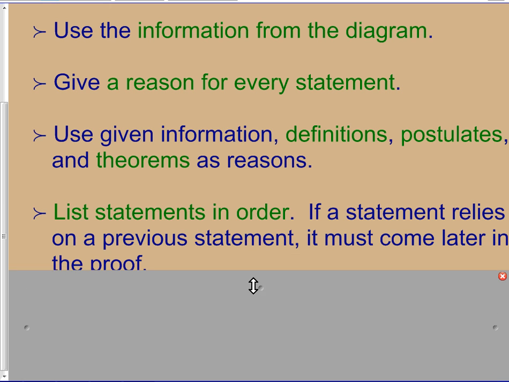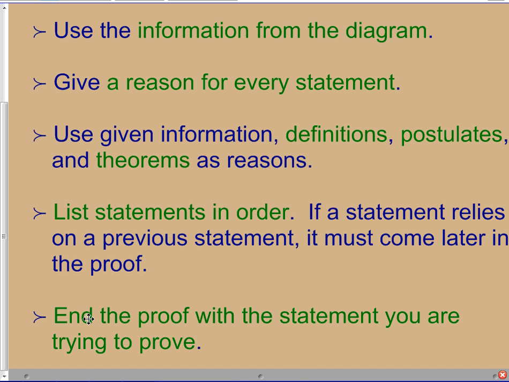The next bullet point on how to write a proof is list the statements in order. This is very important. If a statement relies on a previous statement, it must come later in the proof. A lot of times you'll see something that looks obvious in a proof, but if it cannot be proven yet, but can be proven later on in your order, you need to make sure that it stays in that correct order. And you'll see what I mean in a second.